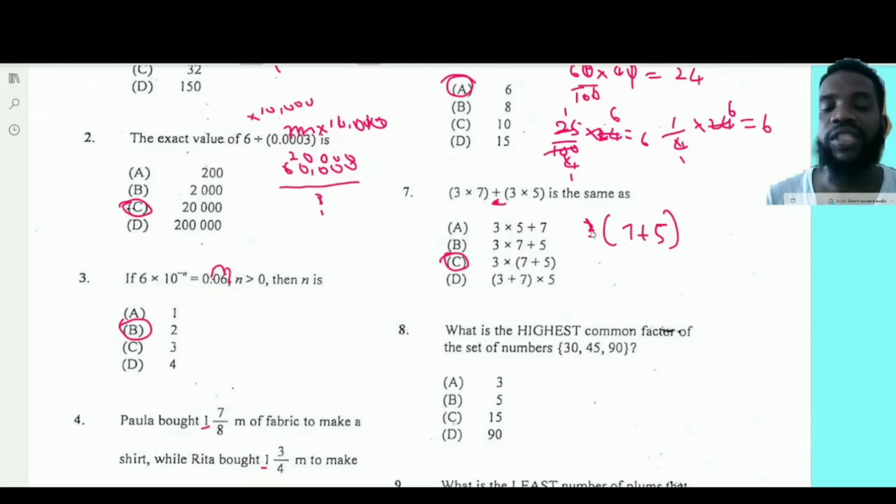This is associated with the distributive law, right? Because if you were to reverse this, you'd go back to this. So it's 3 times 7 plus 3 times 5. That's pretty much reversing the distributive law, alright?